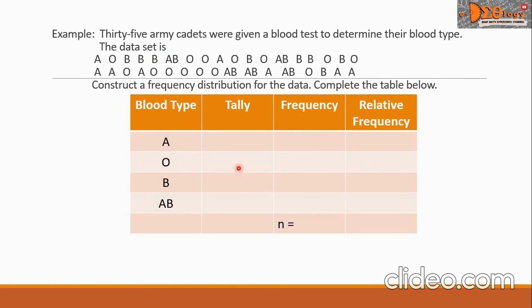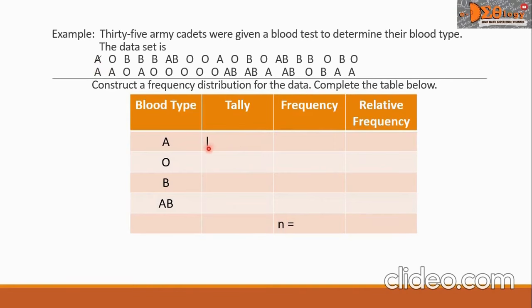The next column is for tally, followed by another column for frequency. There is a column also for relative frequency. Now, let us begin with our tallying of the raw data. Let's begin with our first datum, that is A. We're going to tally this value in the column tally opposite category A.